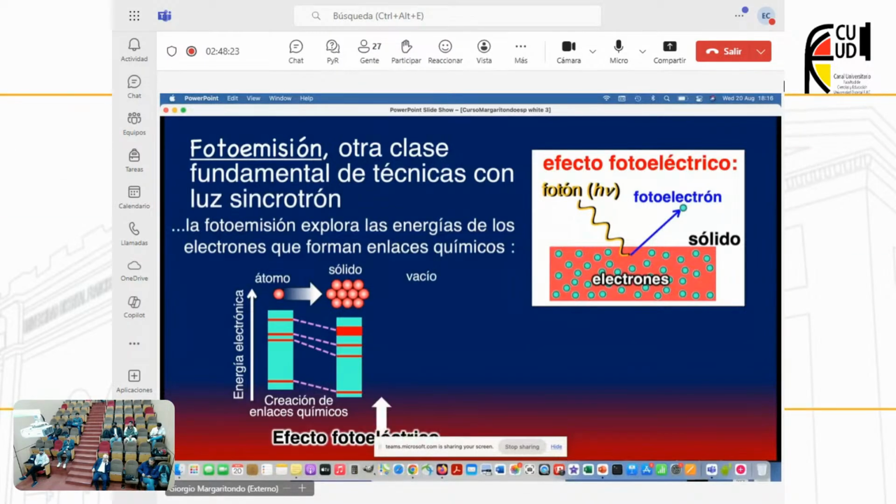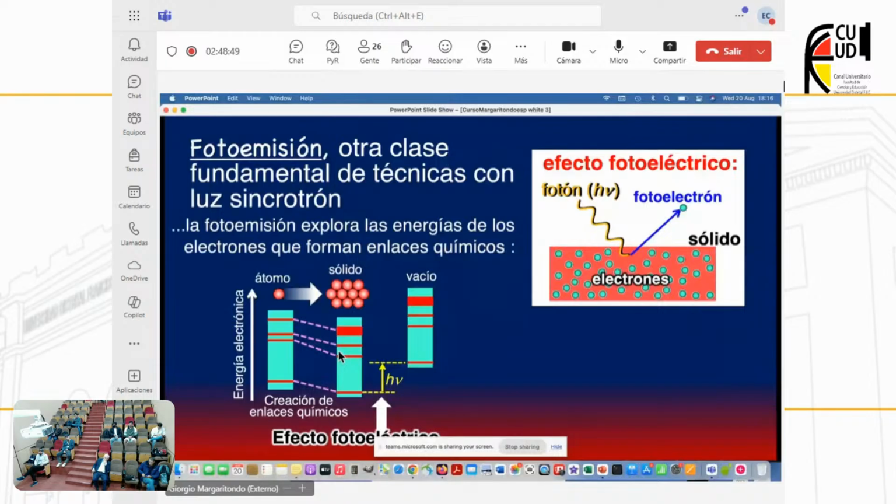In fact, if you're looking at the vacuum, you realize that the energy distribution of electrons in the solid is going to be shifted upwards by the energy of the photon. And so if you are now measuring these energies in vacuum, you can subtract the energy of the photon and you are getting the energies of electrons in the solid.